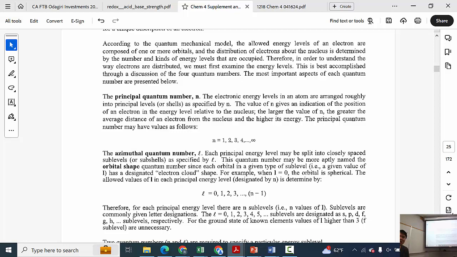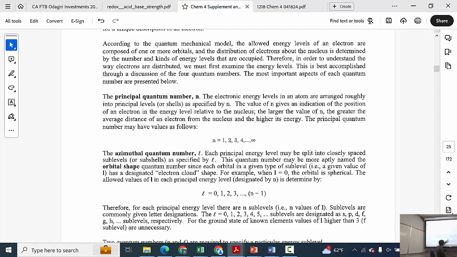L represents the shape, but it's mathematical. And so when you plug an L equals 0 into the Schrodinger equation, it works out. That's allowed. For example, L equals 0 has a spherical shape. L equals 1 has a figure 8 shape. L equals 2 has like a 4-leaf clover shape, etc. And we give letter designations to these as well.